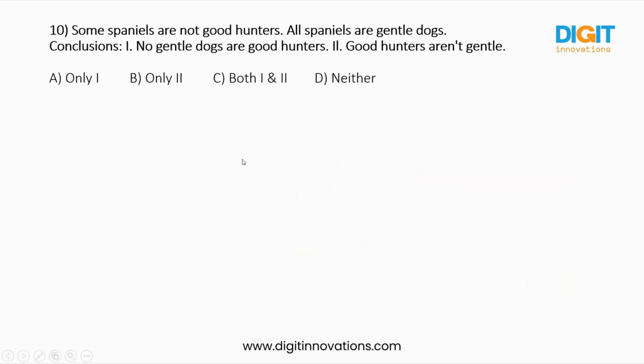So next one: some spaniels are not good hunters. All spaniels are gentle dogs. So these are the two statements. Let us draw it in the Venn diagram way. Some spaniels are not good hunters.